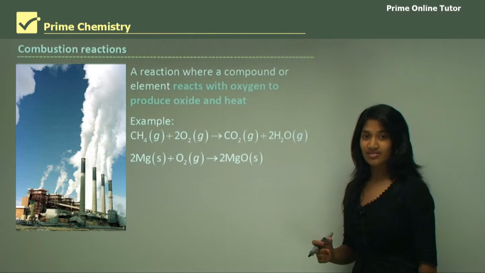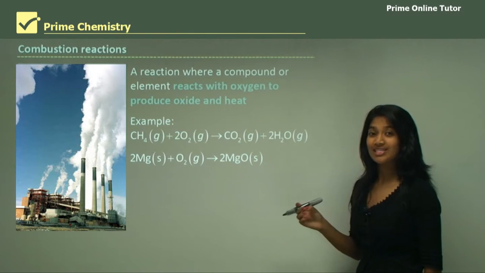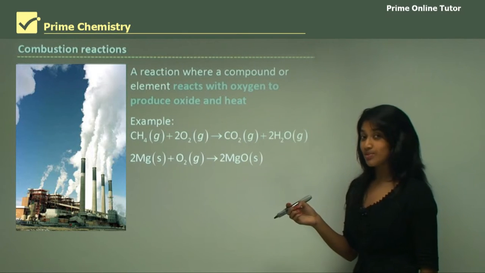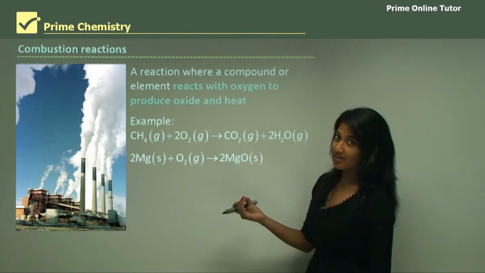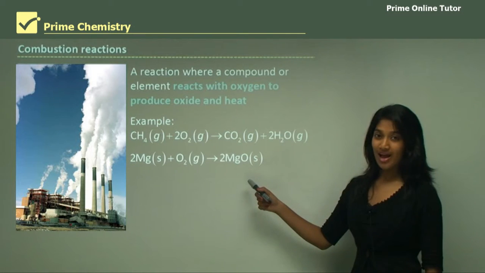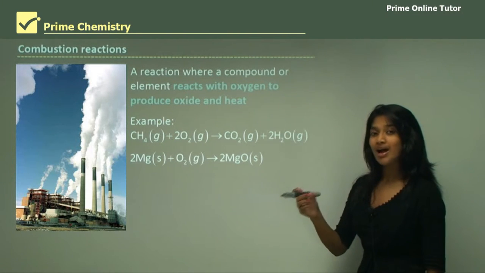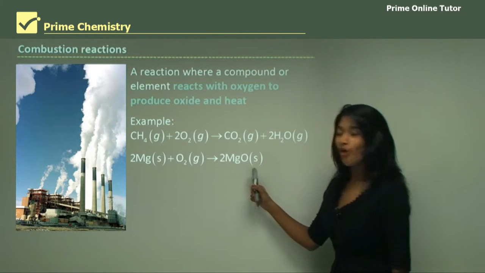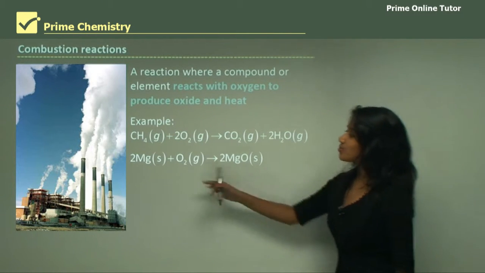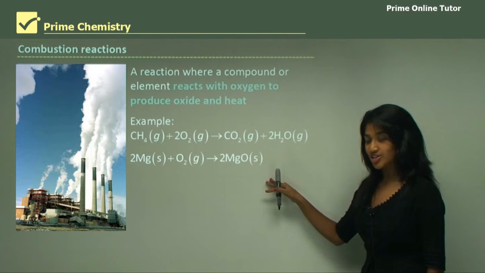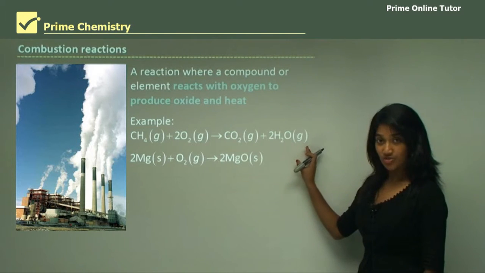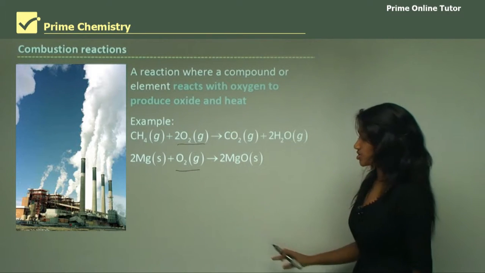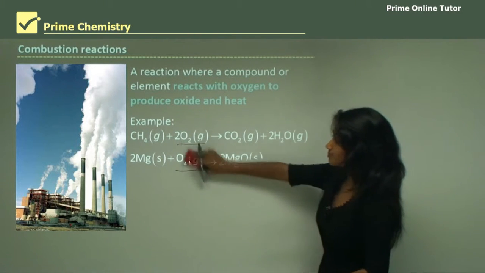Now, you may have done this in school where you used magnesium strips and you would heat it up, and then the magnesium strip would turn into a white powder. Now, this white powder is magnesium oxide because the magnesium strip would react with the oxygen in the air to form magnesium oxide. So we call this a combustion reaction, and this is also a combustion reaction because it's reacting with oxygen. So you can see how that works.